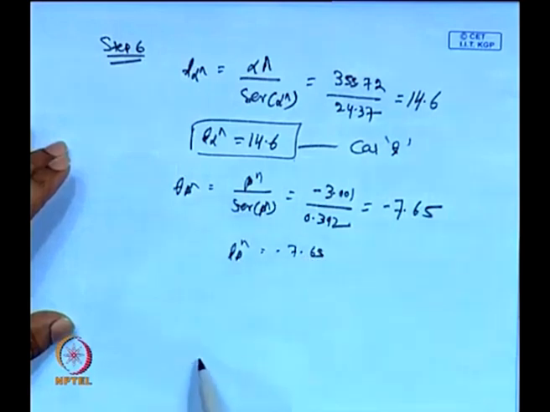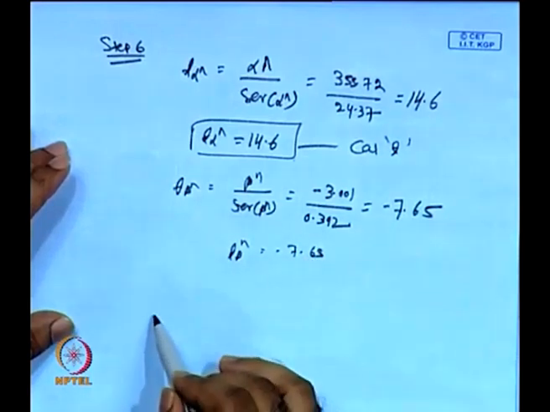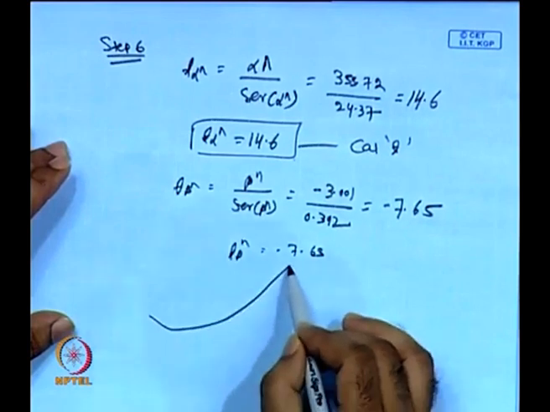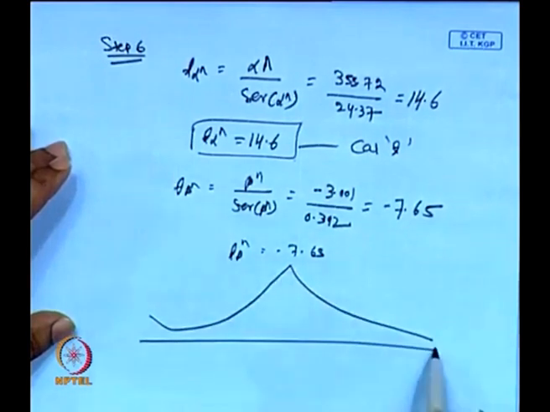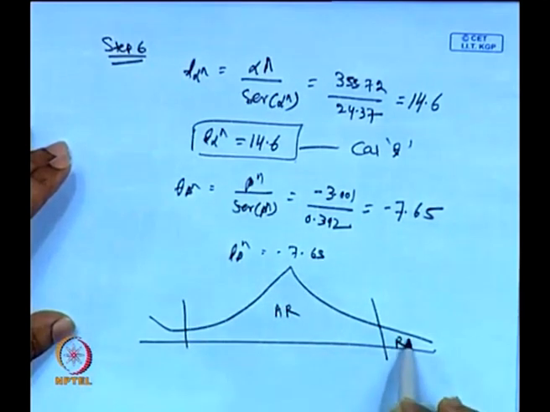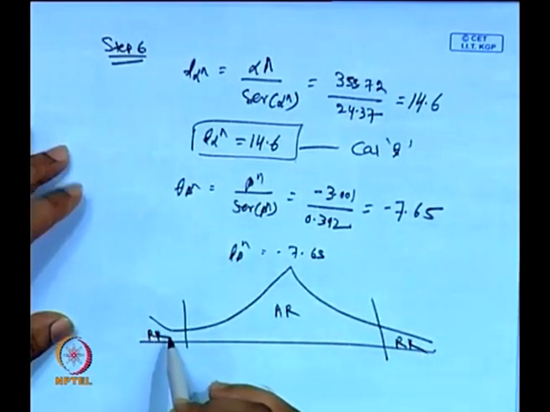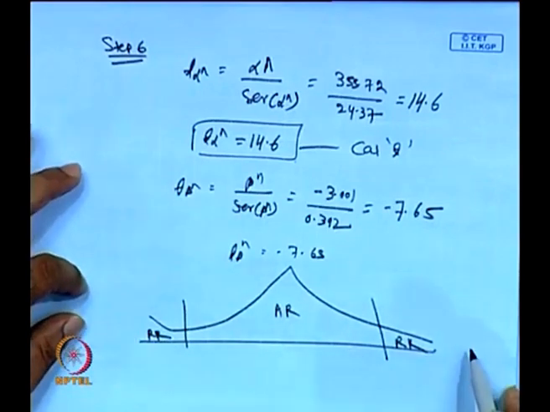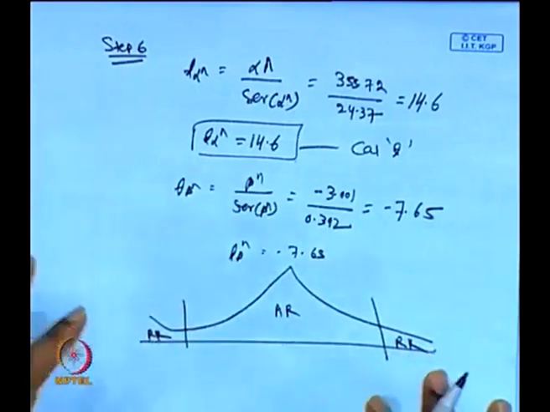Now you have to go for the statistical test. For that you have to draw the normal distribution curve. This is the acceptance region and this is the rejection region, this is also a rejection region. This is the left tail test and this is the right tail test, and together we call it a two tail test.